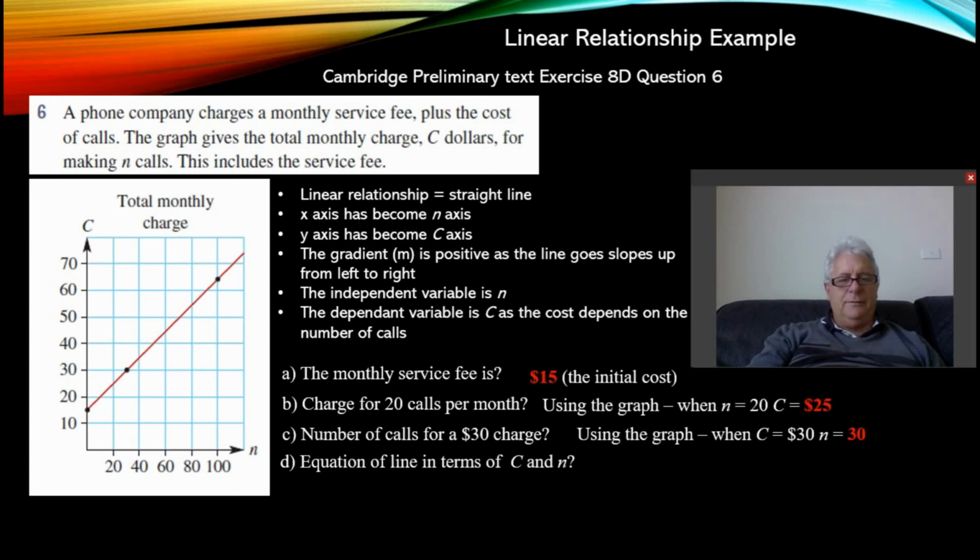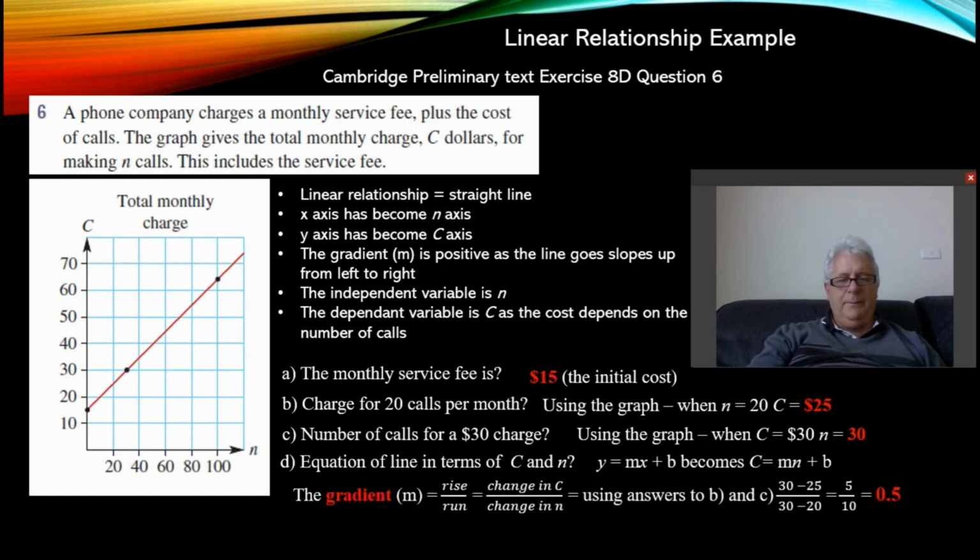The last part is the most involved part, the equation of the line in terms of C and N. Firstly, the general form of the equation is y equals mx plus b. But now we've got a C for cost instead of y, so it begins C equals, then the gradient m times x, but we haven't got x now, we've got N for the number of calls. So the equation becomes C equals mN plus b.